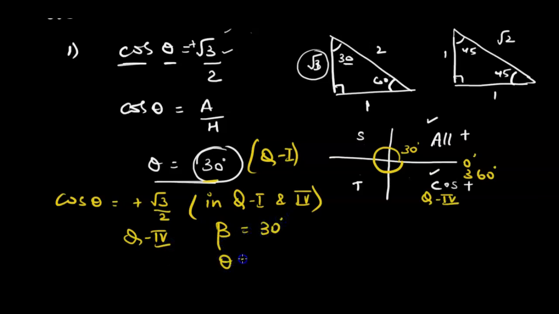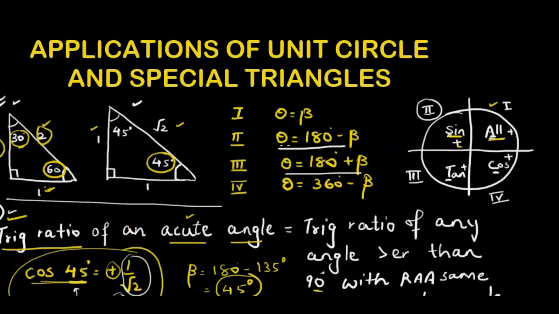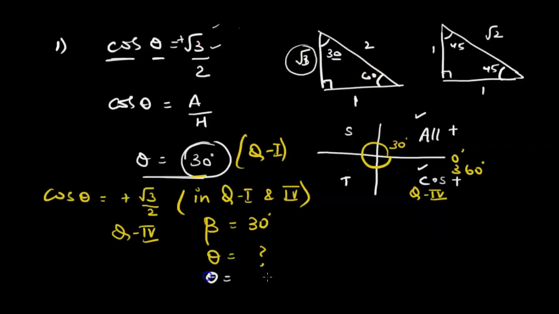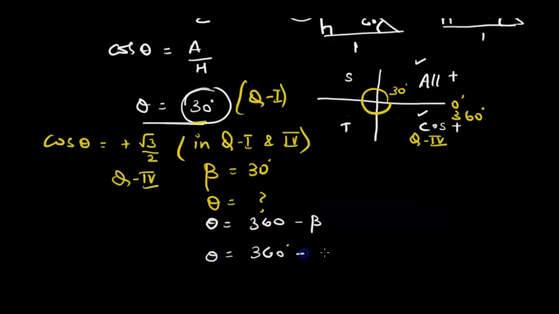We need to find out what the principal angle is for quadrant 4. Whenever we have to find the principal angle from the related acute angle, or the related acute angle from the principal angle, we use these rules. Because we are looking for the fourth quadrant, we would use the rule for the fourth quadrant, and that is theta is equal to 360 minus beta. Therefore, theta is equal to 360 minus beta, where beta is 30 degrees, which is equal to 330 degrees. Now we've got two answers.